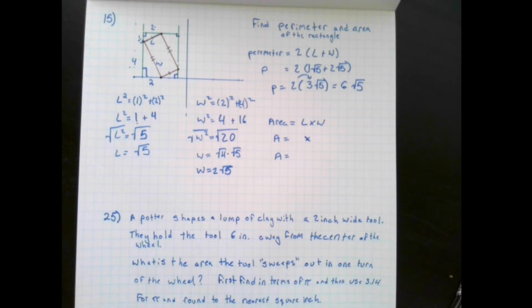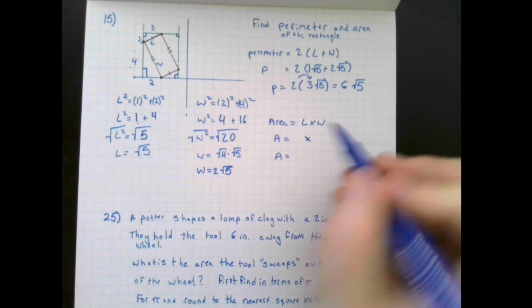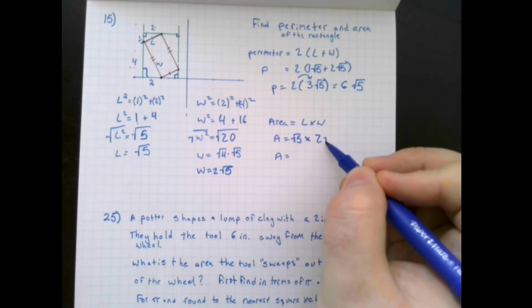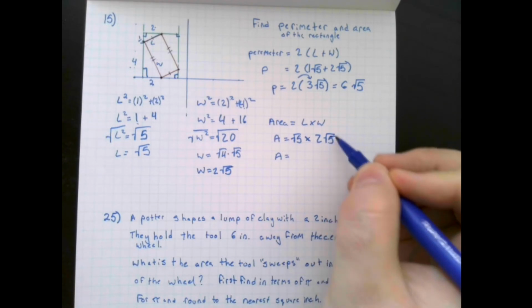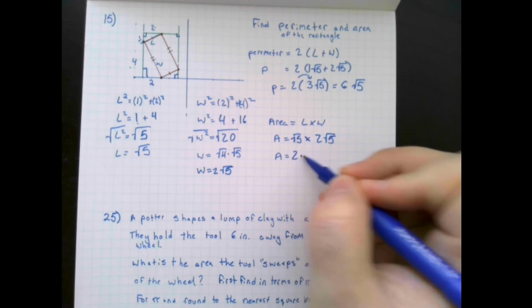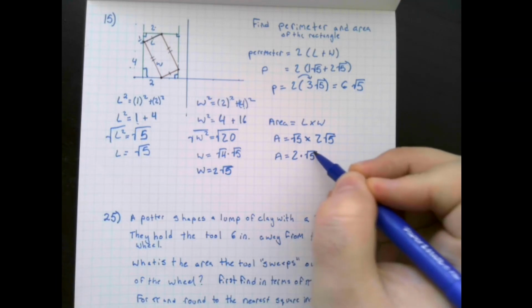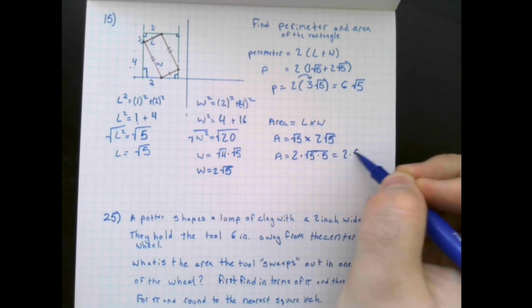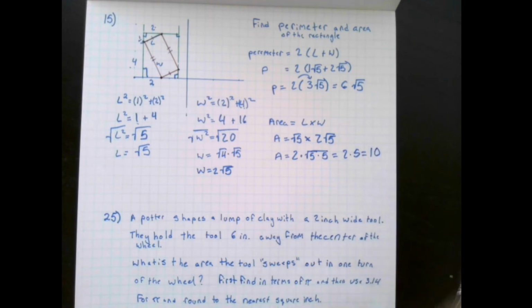Now, in order to find the area, we're going to do the length times the width. So we're going to have the square root of 5 times 2 square root 5, which would be 2 times the square root of 5 times 5, or 2 times 5, which is 10.